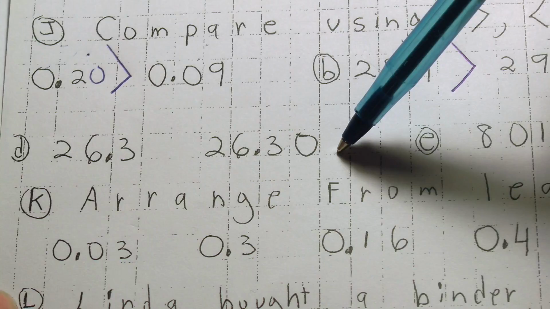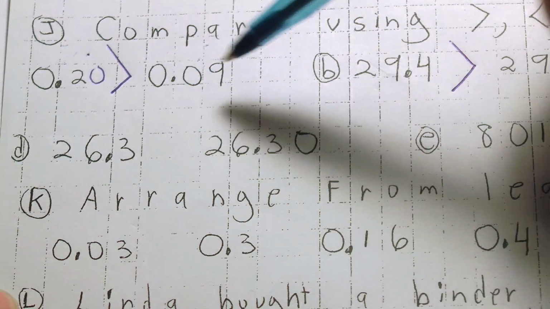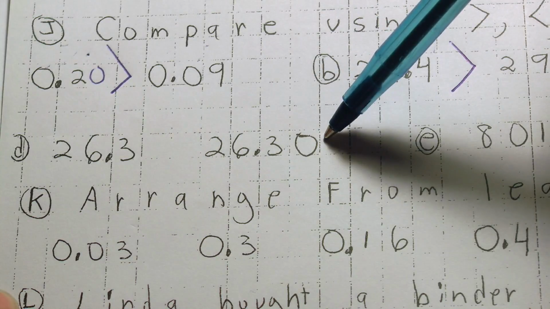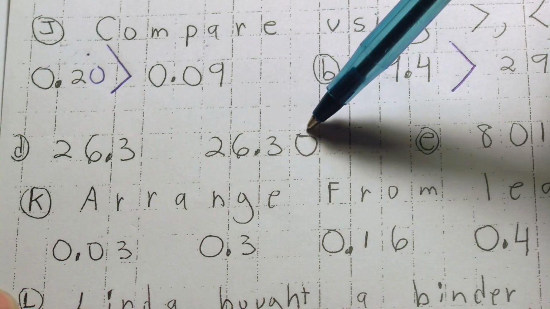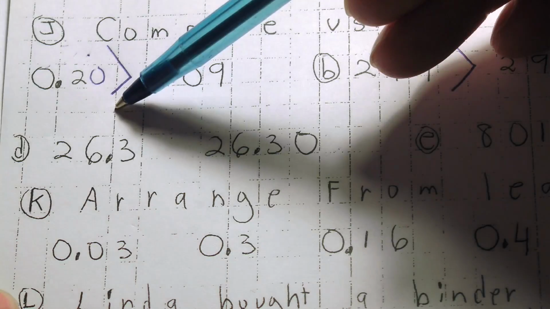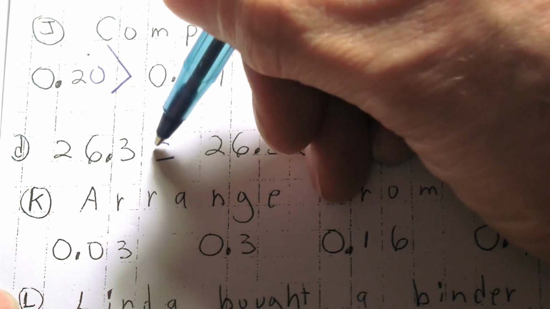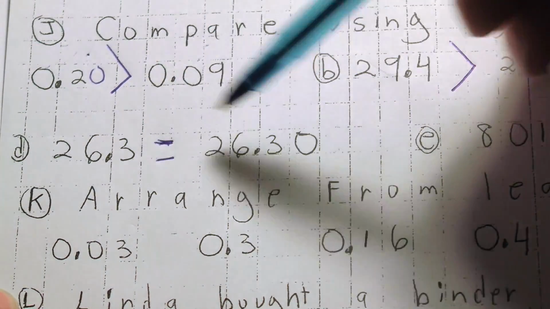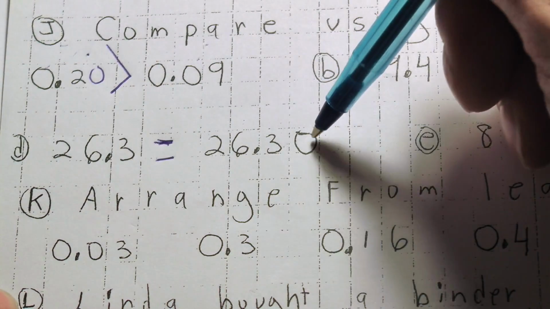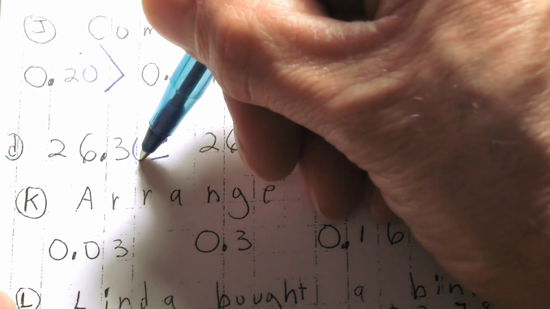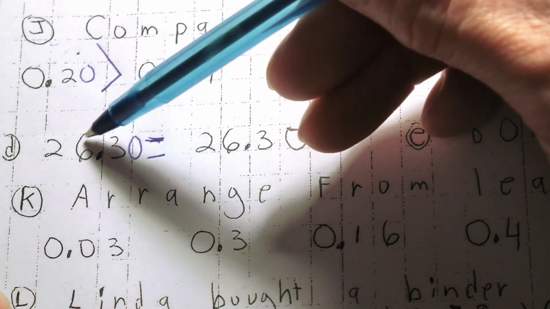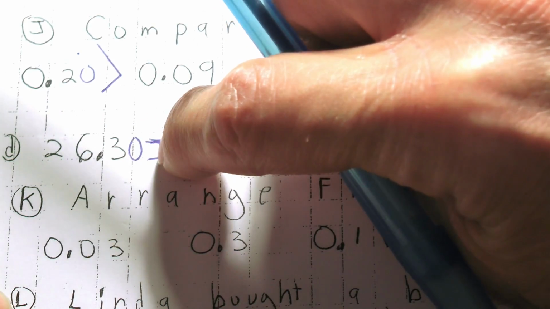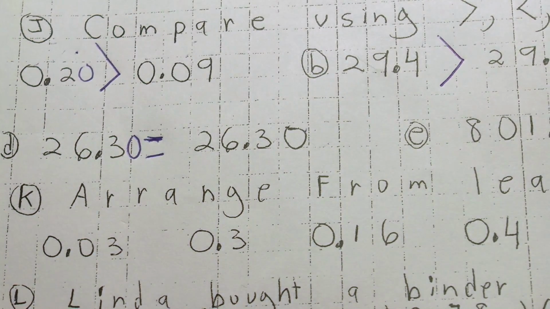What do we think here? Is 26.3 greater than or equal to 26.30? Well, you're probably thinking this one's got to be bigger because 30 is greater than 3. This is a trick question. They are equal. 2, 2, 6, 6, 3, 3. As there's a 0 here, there's also a phantom 0 there. 26.3 is the same as 26.30. It's all about place value.